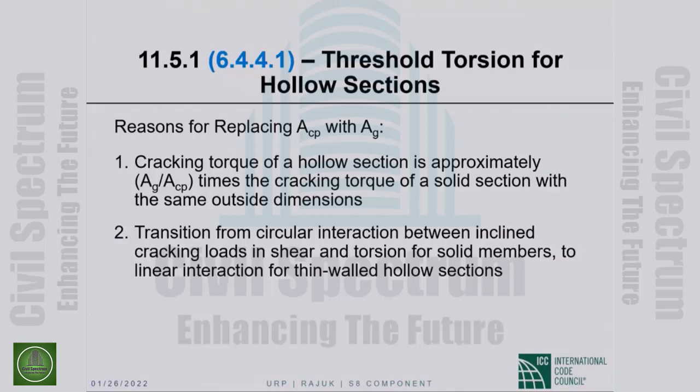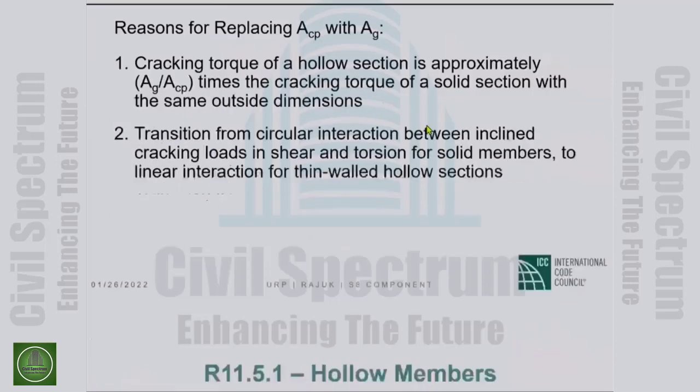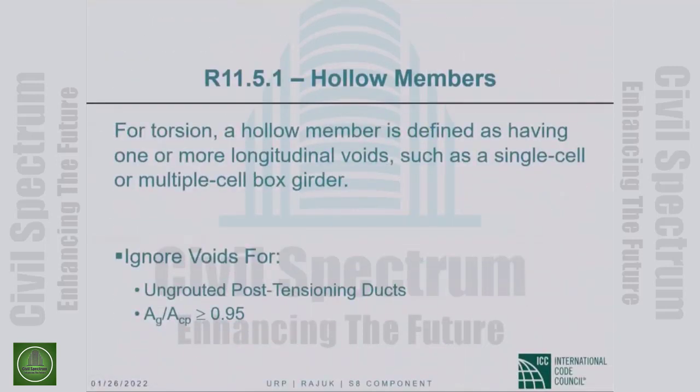Why do we replace A sub CP with A sub G for a hollow section? The cracking torque of a hollow section is approximately A sub G over A sub CP times the cracking torque of a solid section with the same outside dimensions. Okay, so this is why it is important to do what is suggested here: for hollow sections, replace A sub CP with A sub G.